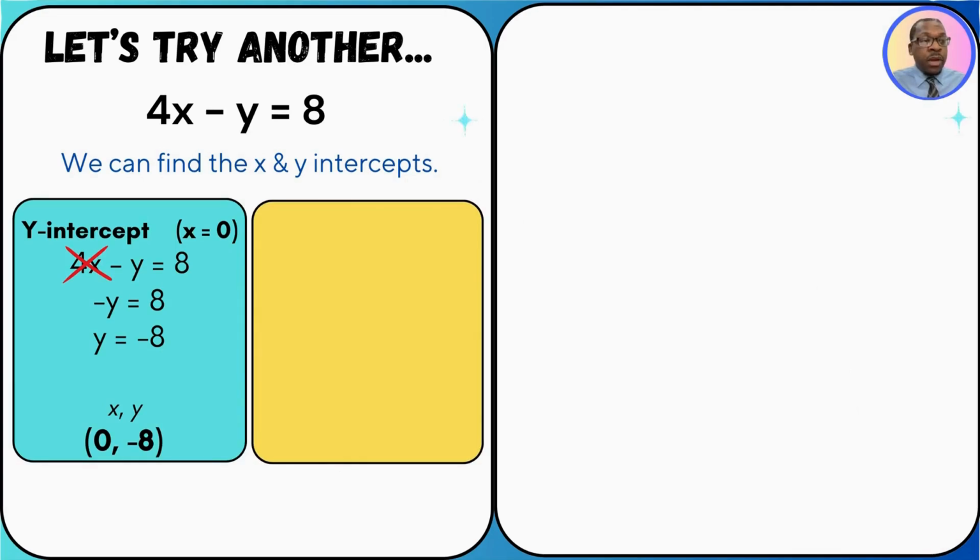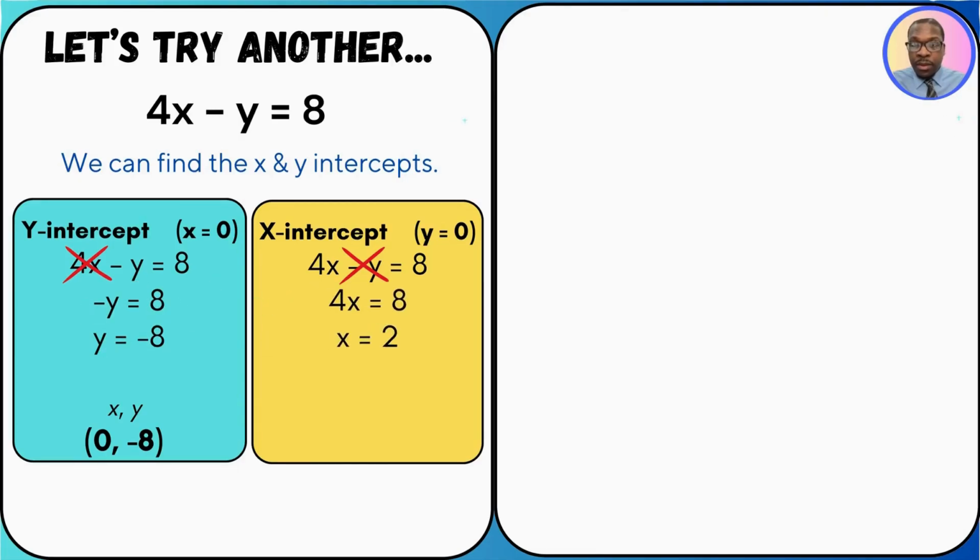All right, let's solve for x-intercept, where y equals 0. And if y equals 0, let's just x it out. So now we have 4x equals 8, which means x equals 2. And if we have those coordinates where x is 2, y is 0, that gives us coordinate 2, 0.